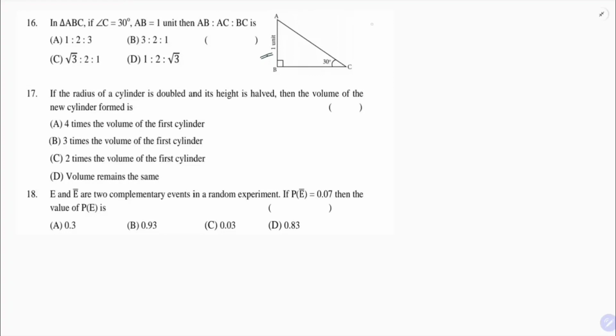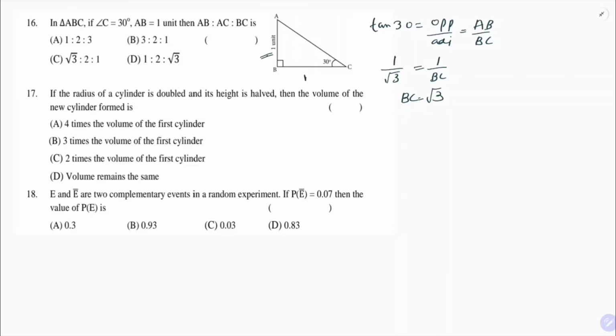I'll use tan theta. So tan theta ratio is opposite by adjacent, which is nothing but AB by BC. So tan 30 is 1 by root 3. AB value is 1, and BC I'll get from here. The value of BC is root 3.